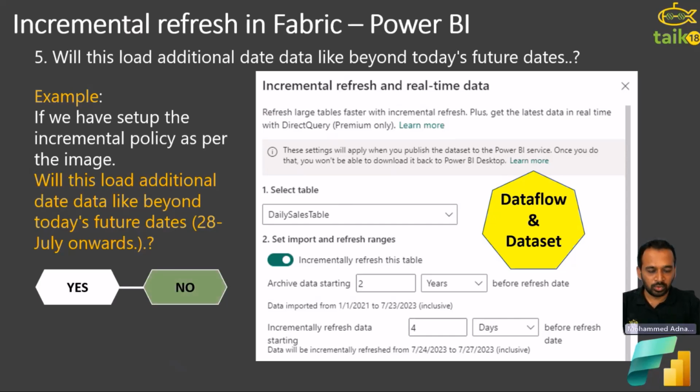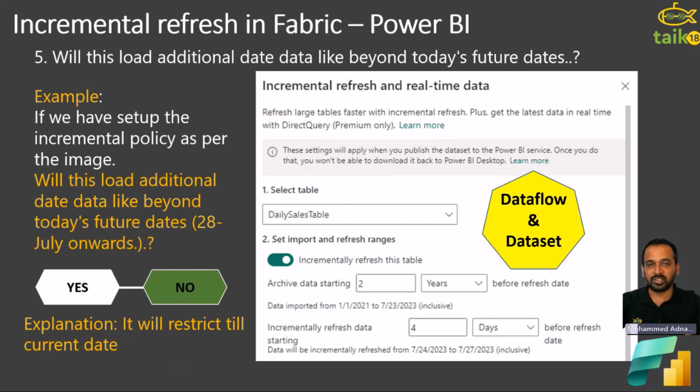The answer is no, it will not. Basically, it will restrict the data to whatever you have configured here. For the past 4 days, from the current date, it will only refresh those. The current date is the 27th of July, so it will only pick the data till the 27th of July. Even if you have data till 2025 or 2030, it doesn't matter. It will go one by one day and pick up those days during the incremental refresh period. This is again applicable to both data flow and data set.